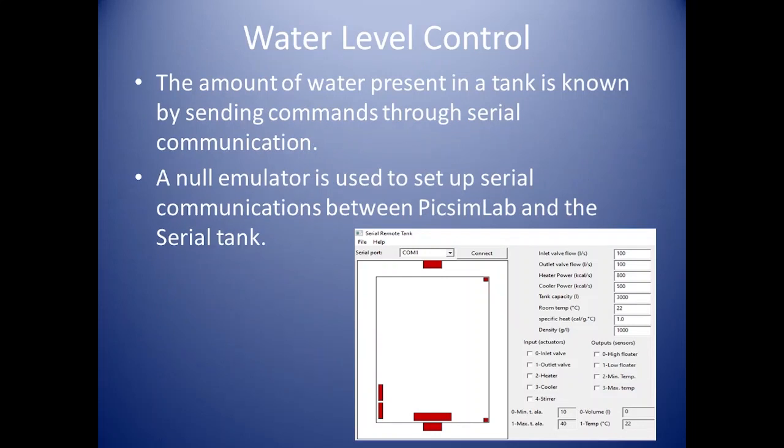Next is the water level control. So the amount of water in a tank, let's say, can be controlled by automation again. So here what we use is a null emulator to set up a serial communication between the PICSimLab and the serial tank.